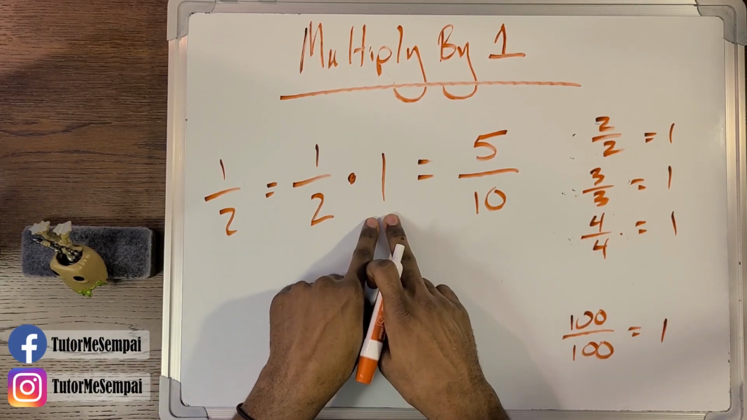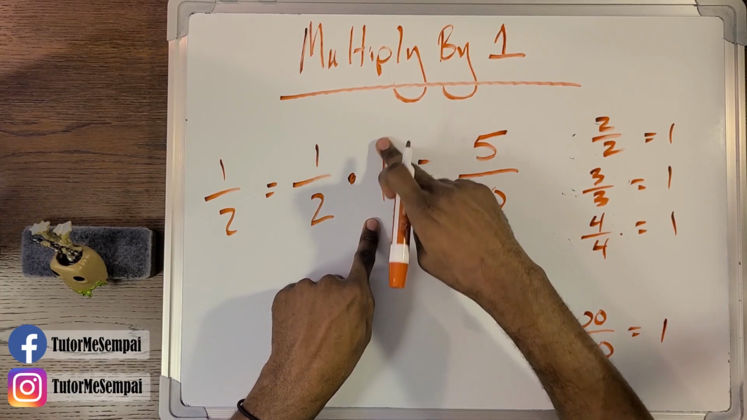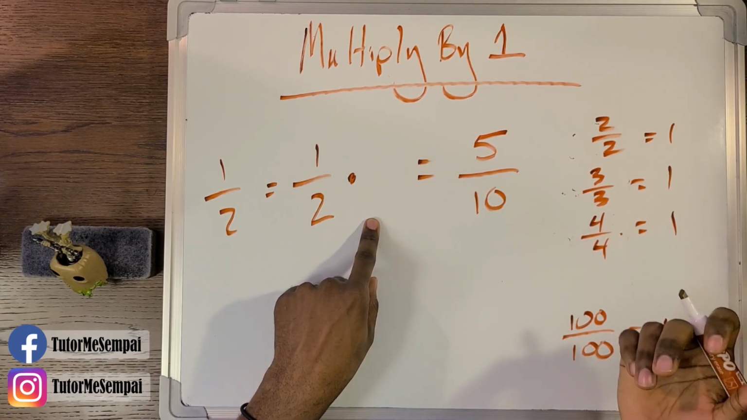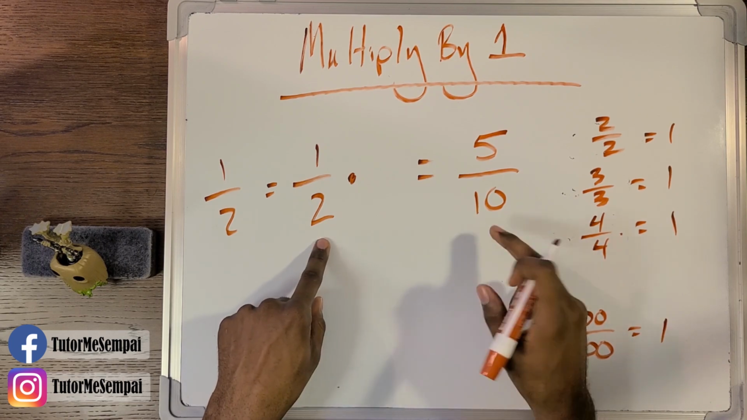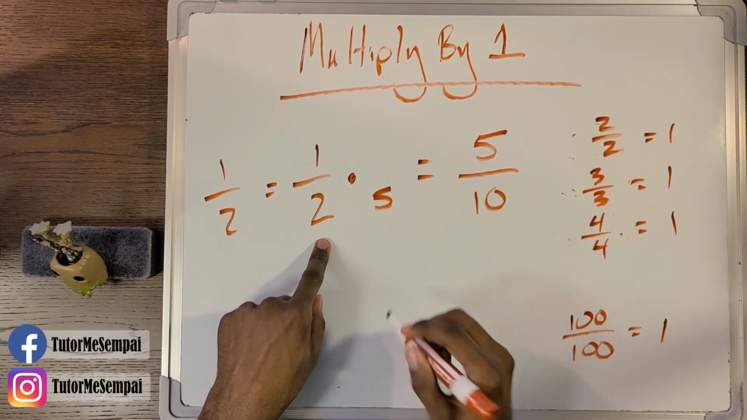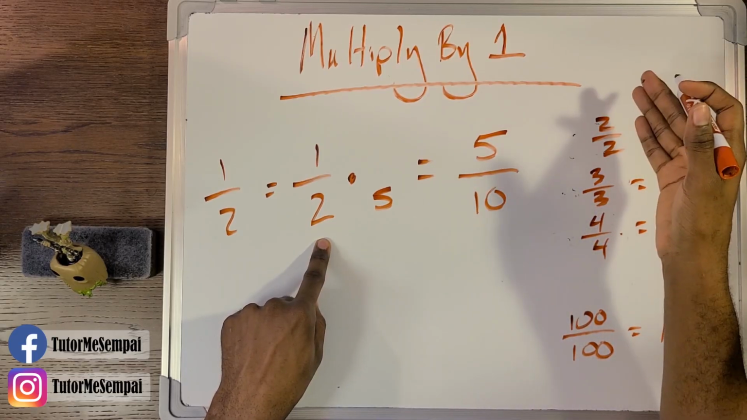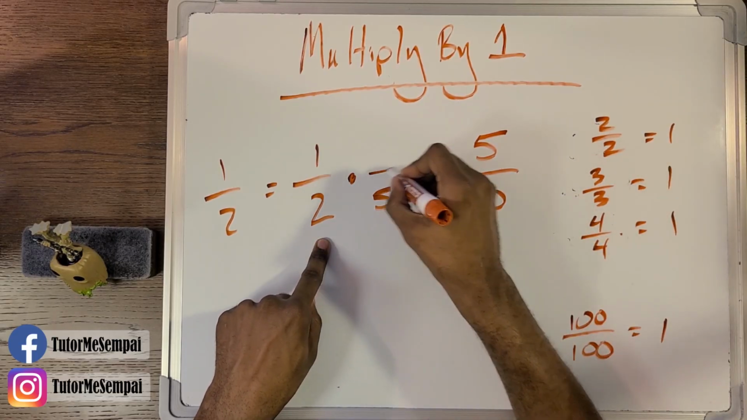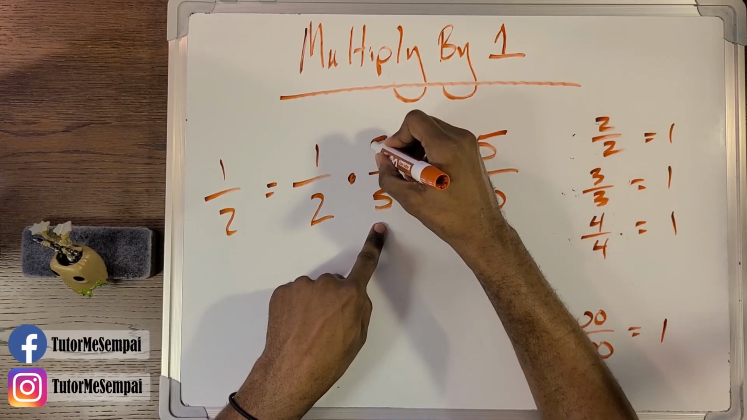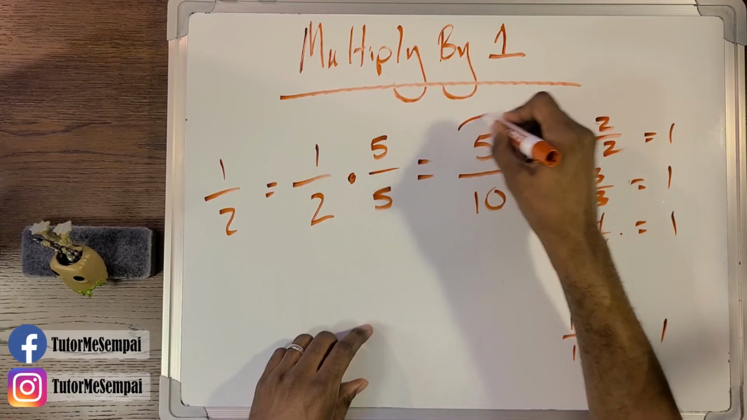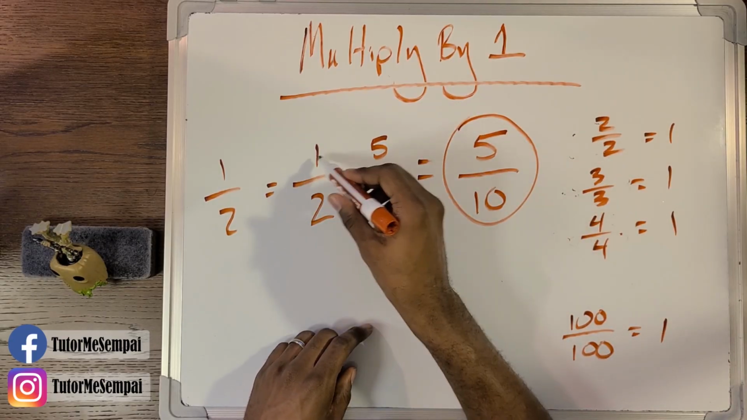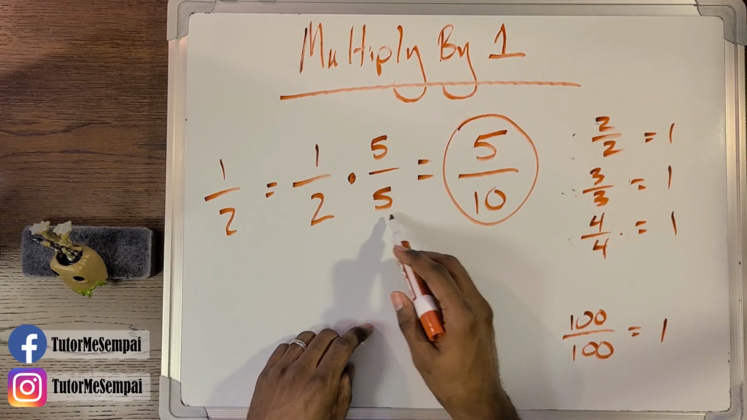So instead of multiplying by the 1 that you see here, we really want to multiply by what? What's going to give you 10 when you multiply by 2? Well, 5. And remember, you have to have one thing over itself. So if 5 is in the bottom, you have to put 5 on the top. And when you multiply this, you're going to get your equivalent fraction. See, 1 times 5 is 5. 2 times 5 is 10.